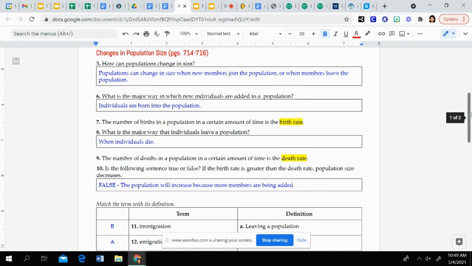So, question 10 then is the following sentence true or false? If the birth rate is greater than the death rate, population size decreases. Think about it. If the birth rate is greater than the death rate, that means more individuals are being born into the population than are dying off. So, this question is false because the population is going to actually increase.